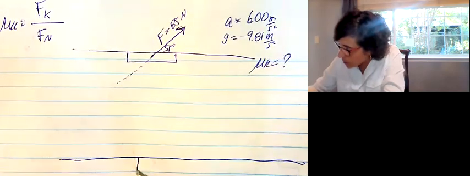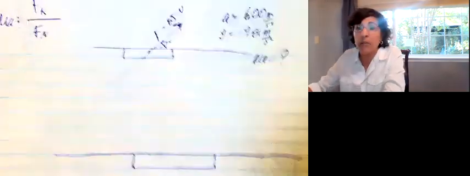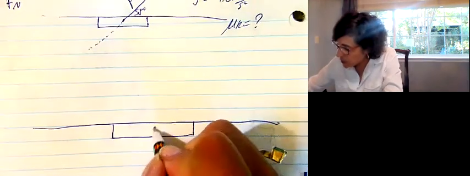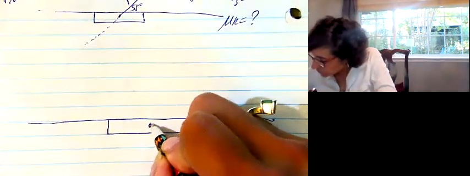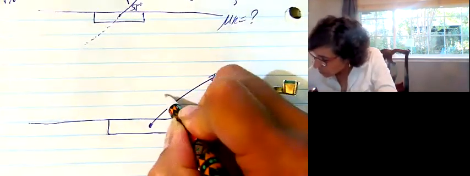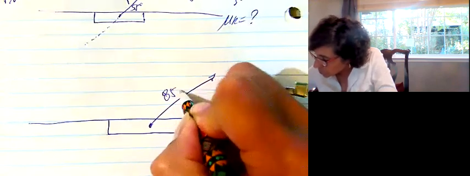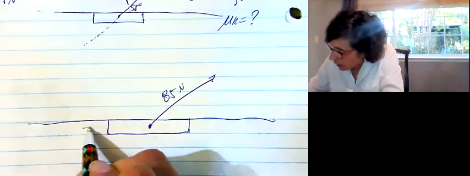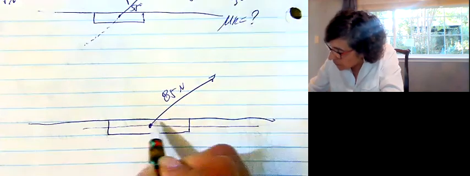All right, so here we go. We're going to draw this much bigger so I can really see more easily. That's supposed to be straight. 85 newtons. And here's my horizontal axis. And from here to here is 55 degrees.